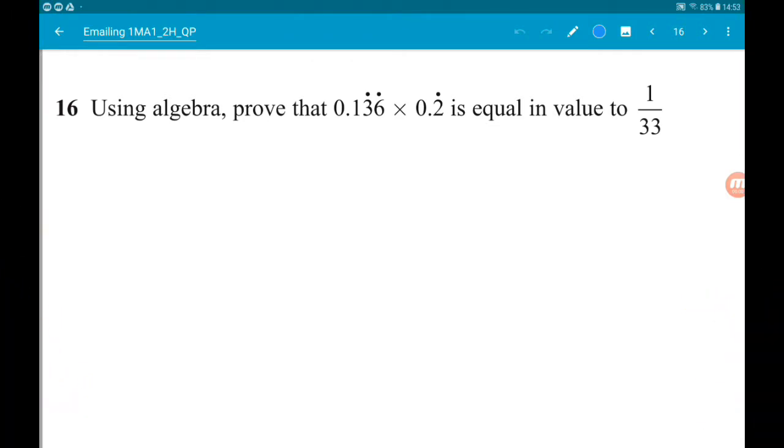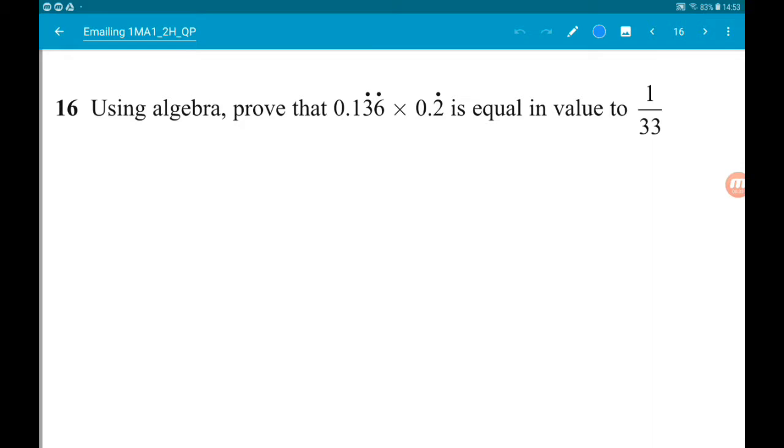Okay, number 16 wants us to prove algebraically that 0.136 recurring times 0.2 recurring is equal to 1 over 33. Okay, so I'll put my recurring decimals to fractions stuff down below. So what we need to do is turn each decimal into a fraction.